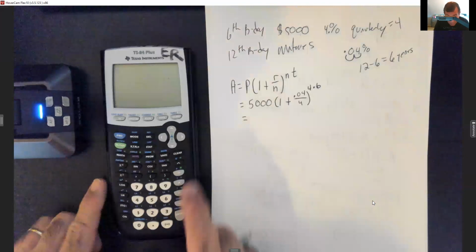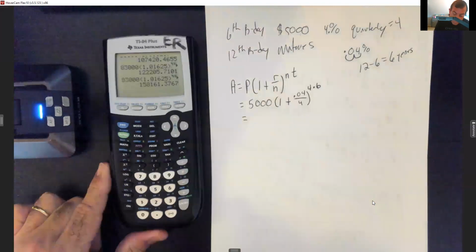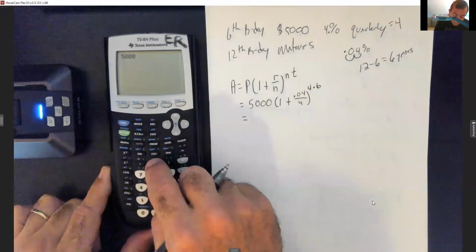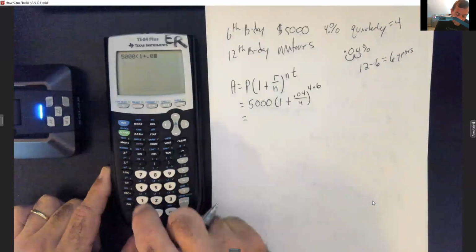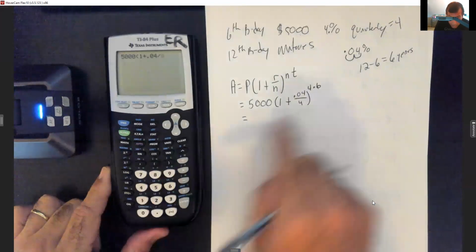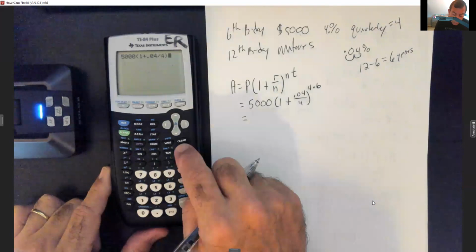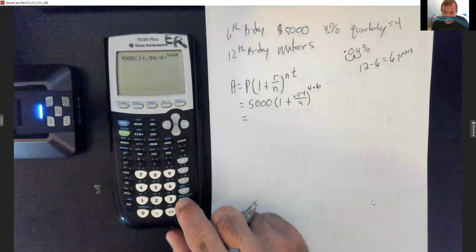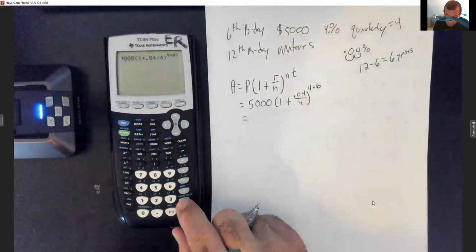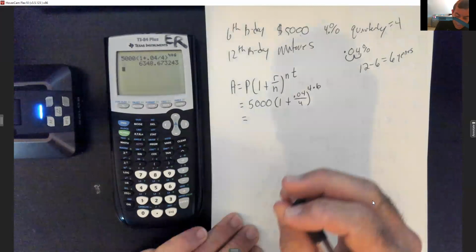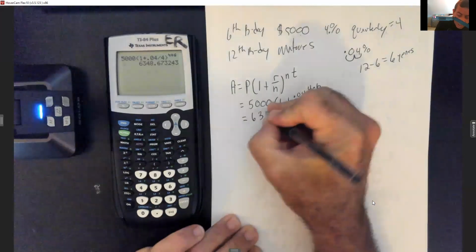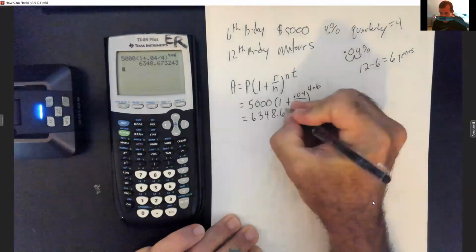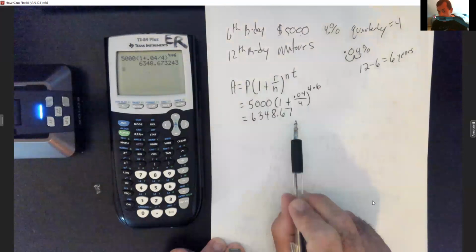So we can just now punch this in. My bad, y'all. So 5,000 parentheses 1 plus 0.04 divided by 4, close parentheses, exponent 4 times 6. All right, business calculus people, you might get to play with these formulas when y'all get in there. So let's see, this is now $6,348.67. So I think it wants me to round to the nearest cents. If not, I'll round to the nearest dollar when I do it.